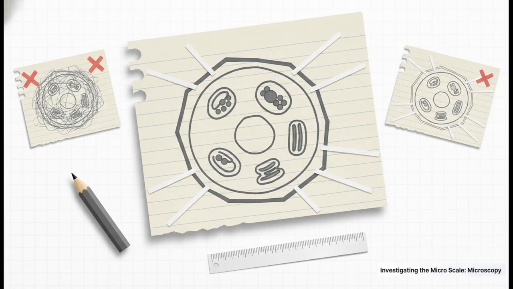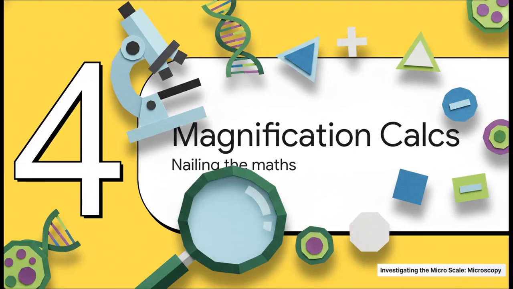Make your drawing nice and big so you can actually see the details. Keep everything in proportion. Use a ruler for your label lines to keep them neat. And finally, always include a title and the magnification you were using. Follow those, and you're golden. On to Section 4, and it's time for a little bit of maths.